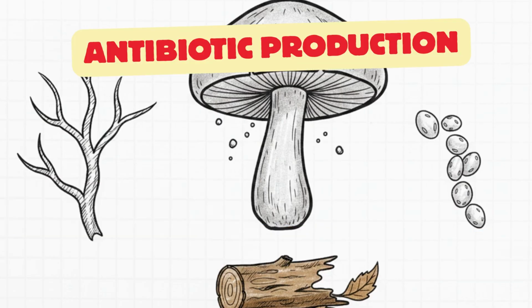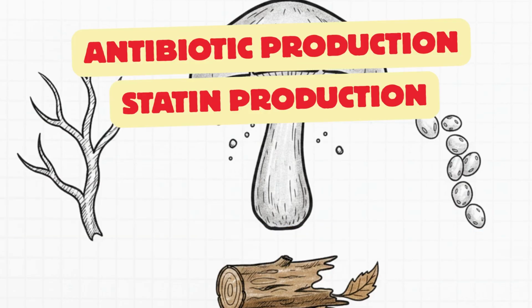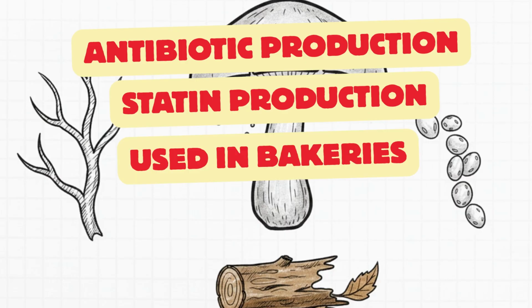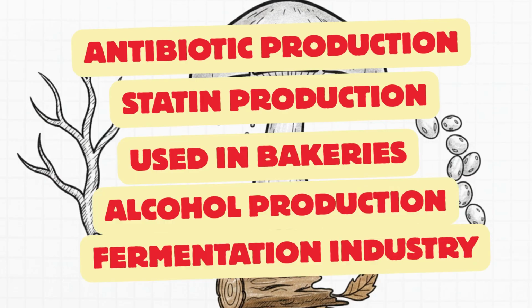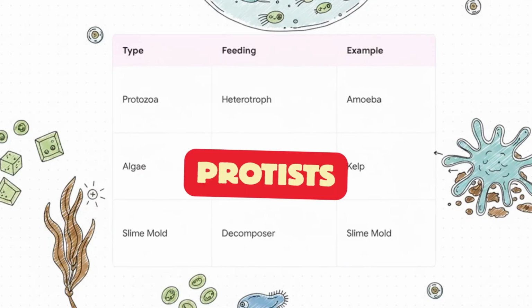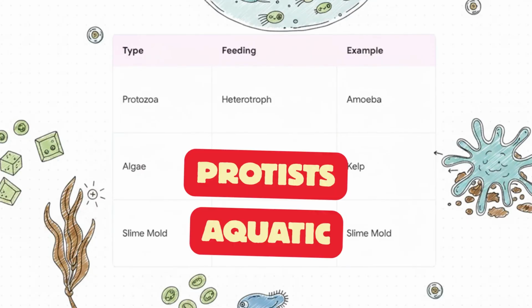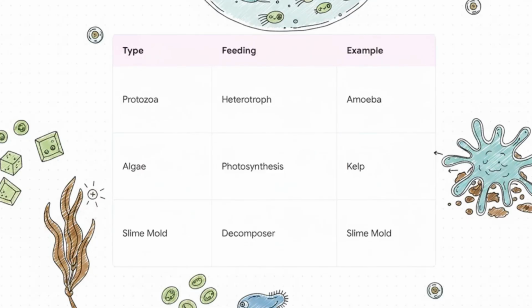And we can't understate their impact on human health. They provide us with absolutely crucial antibiotics and statins, not to mention they drive the baking and brewing industries to create all those fermented foods we love. We also have the protists. This is an incredible group that primarily lives in aquatic environments, and there is just immense variety here across three main types. First, you've got the animal-like protozoa.